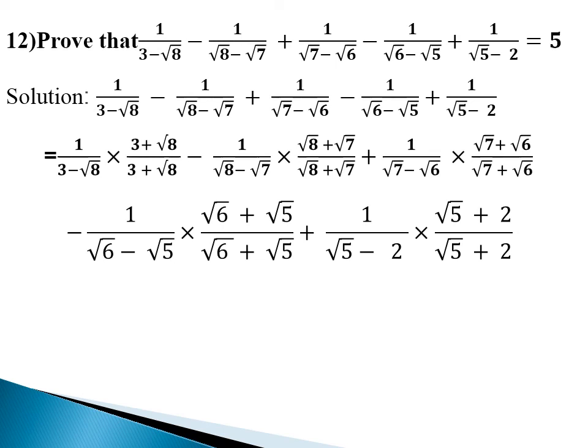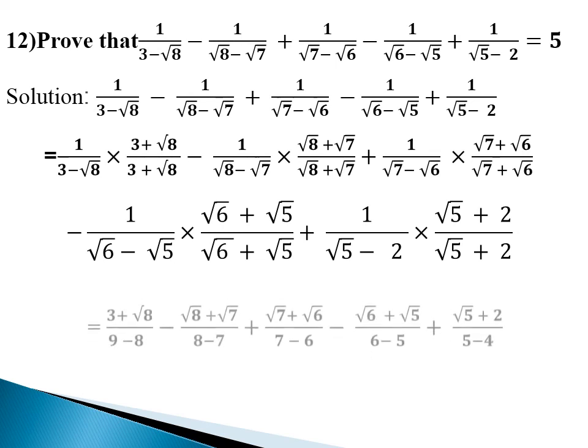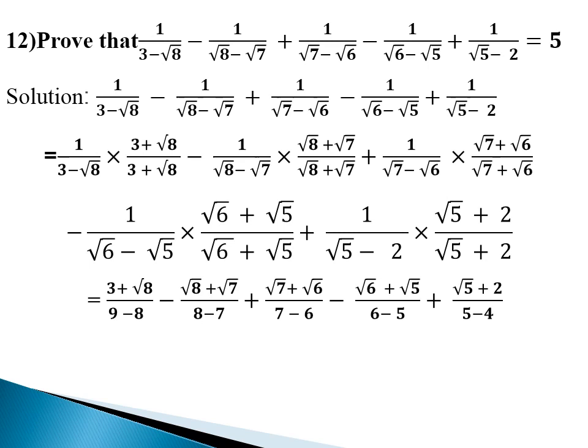1 by 3 minus root 8 to be multiplied and divided with 3 plus root 8 by 3 plus root 8. Again 1 by root 8 minus root 7 into root 8 plus root 7 by root 8 plus root 7. Continue like this, each term should be rationalized and simplified. You will get like this, 3 plus root 8 by 9 minus 8, minus root 8 plus root 7 by 8 minus 7, plus root 7 plus root 6 by 7 minus 6, minus root 6 plus root 5 by 6 minus 5, plus root 5 plus 2 by 5 minus 4.